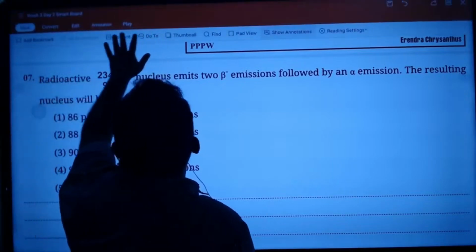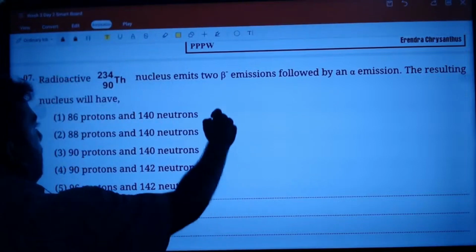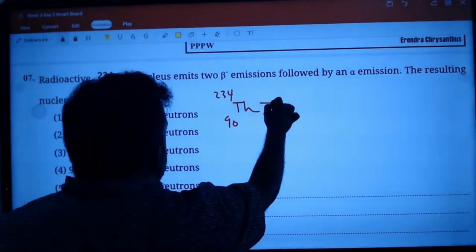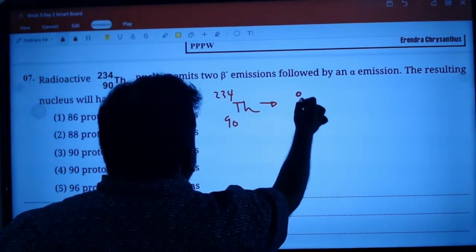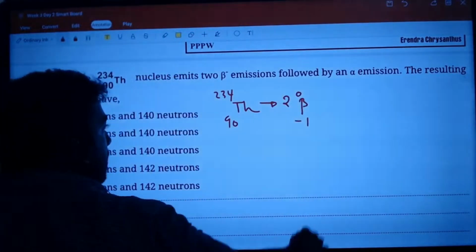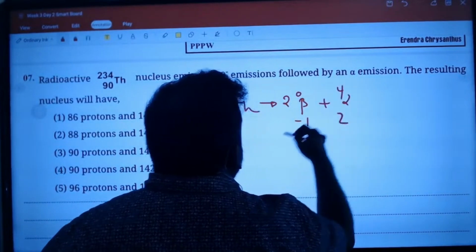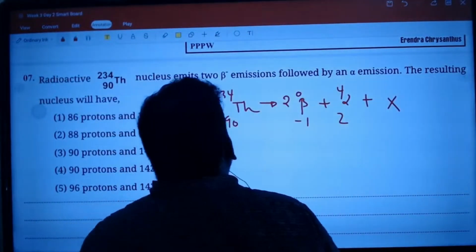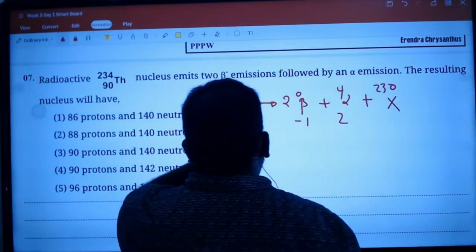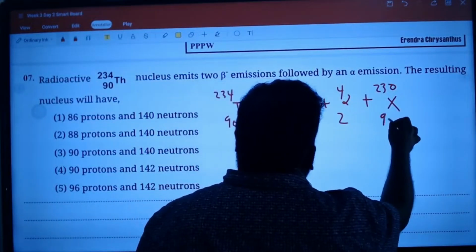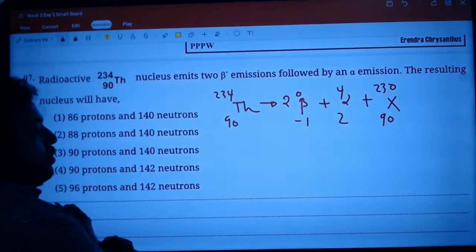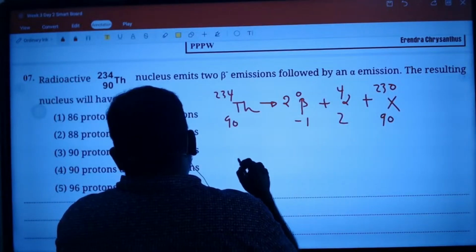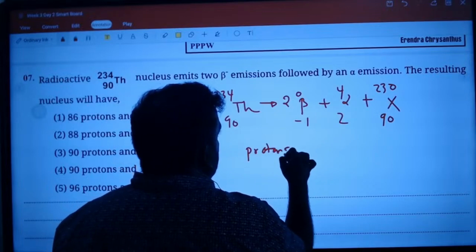Question number 7. Thorium-234 emits 2 beta minus emissions followed by an alpha emission. The resulting daughter nucleus will have... So mass number reduces to 230. 92 here becomes 90. So if you do the calculation here, mass number is the number of neutrons and protons. Here number of protons: 90.